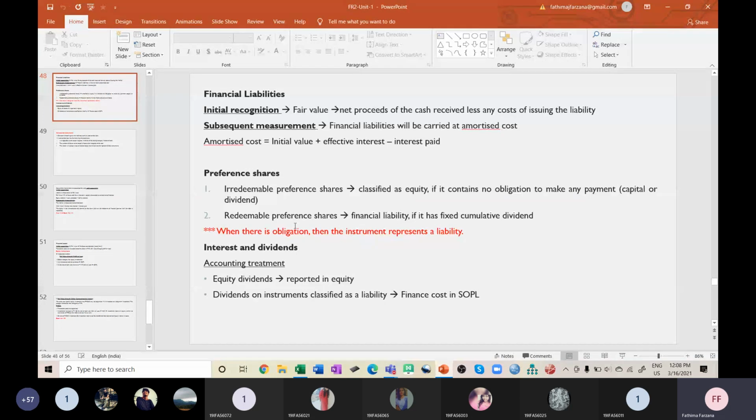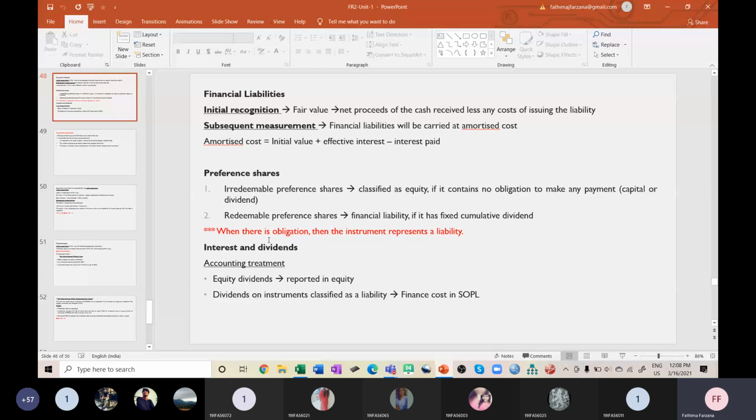Whereas redeemable preference shares, maybe after 10 years or after 5 years, you have to redeem them. So they carry an obligation, and we classify them as financial liability. Since we are classifying them as financial liability, we'll be valuing them under amortized cost.